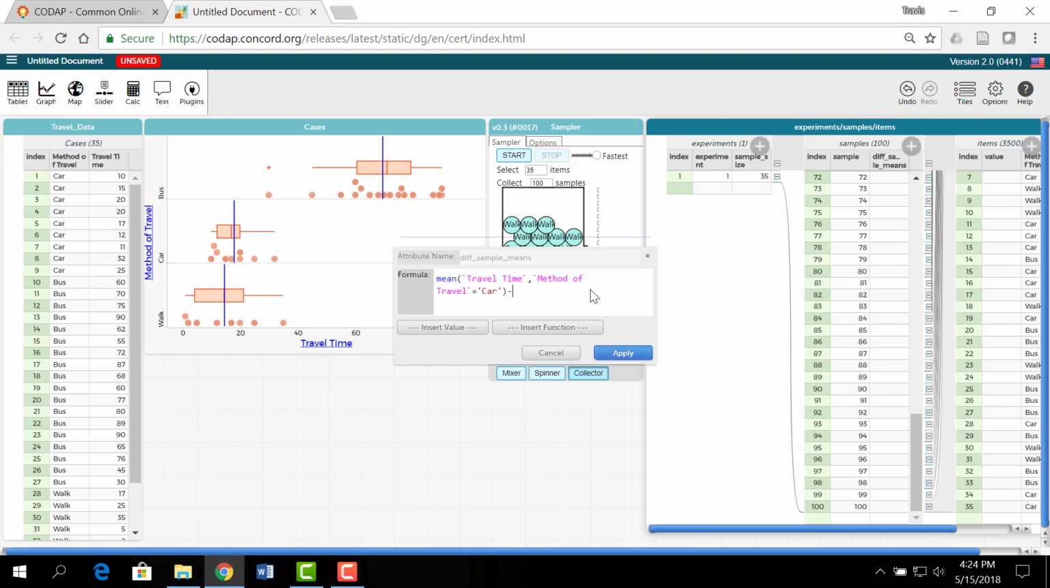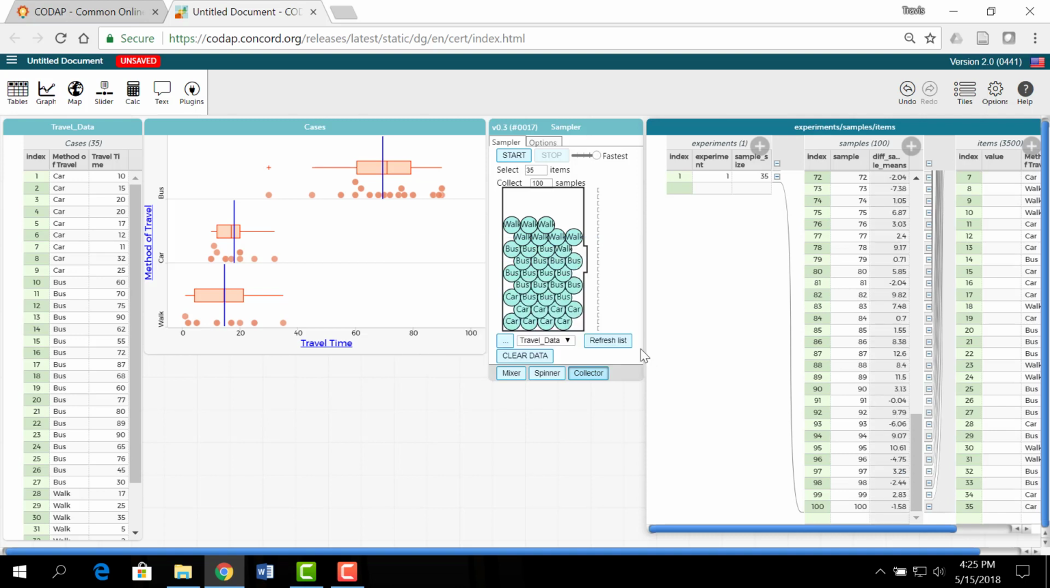And then what I'm going to subtract from that is, I'm looking at differences, right? So I want to look at the difference now of the mean, still looking at travel time. But in this case, what I want to look at is the travel time for those students who reported traveling by walking. And so if I apply this, what I now see is those differences in those average travel times. And notice I have both positive and negative numbers.